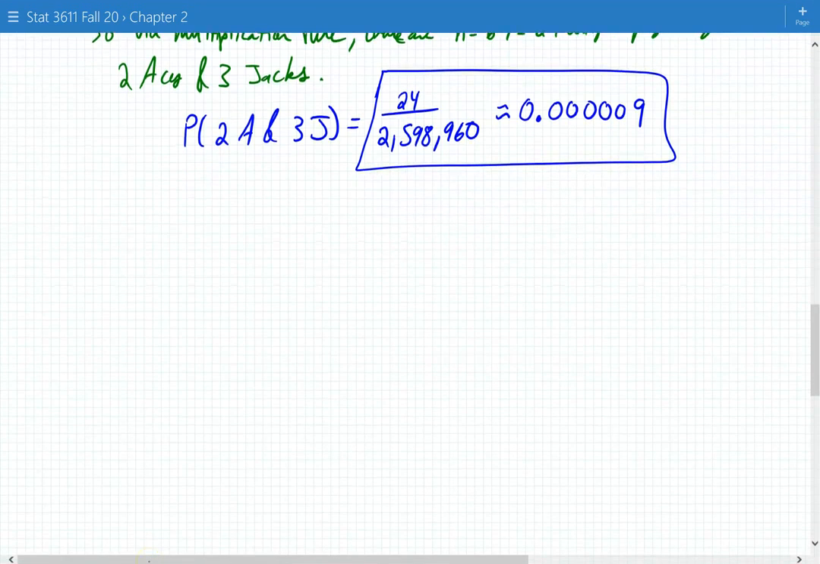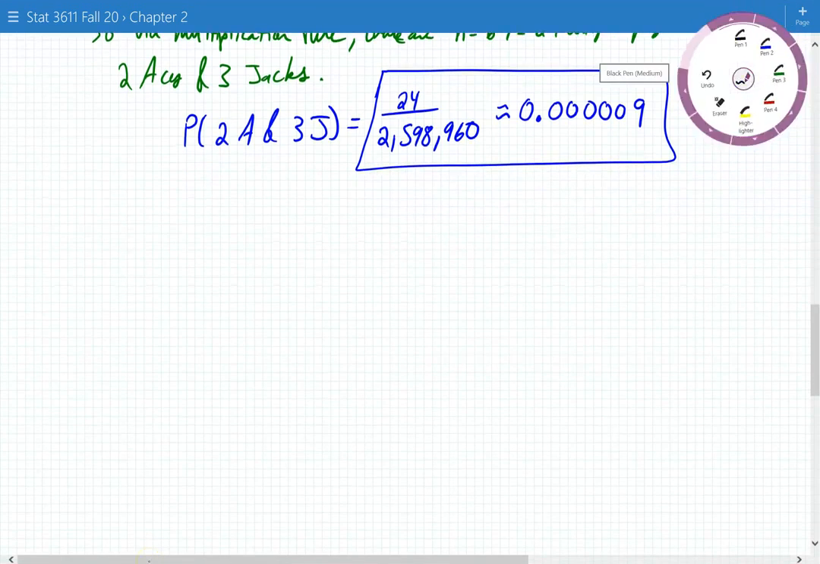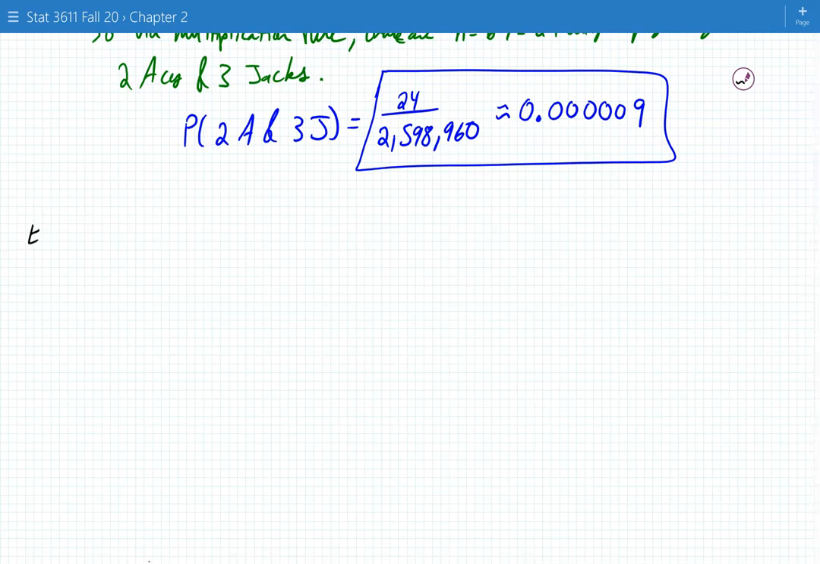All right, let's take a look at just a couple more examples here of basic probabilities that really just involve counting techniques.